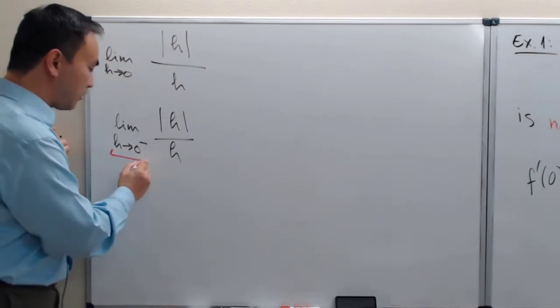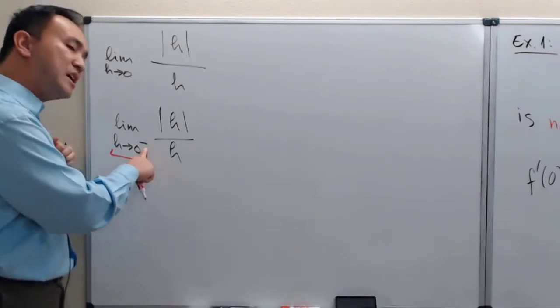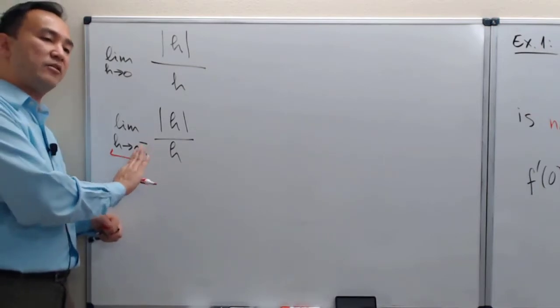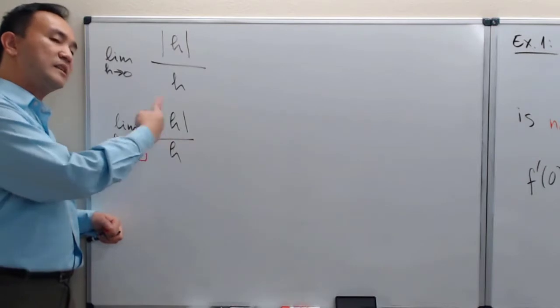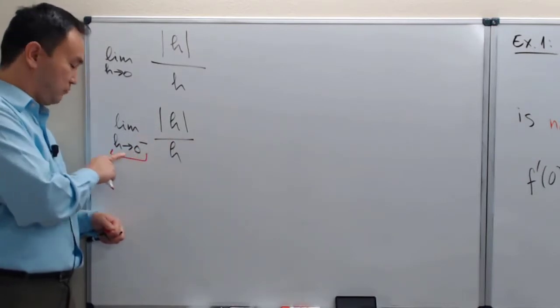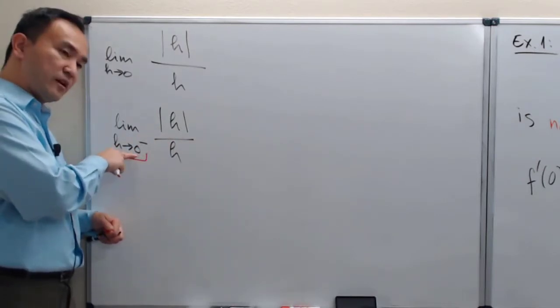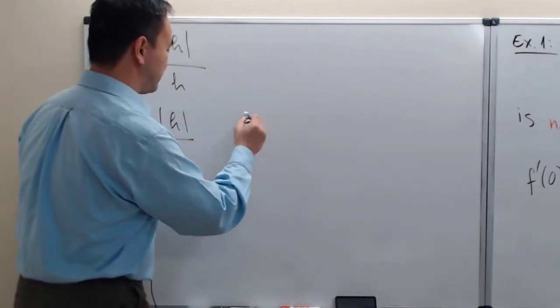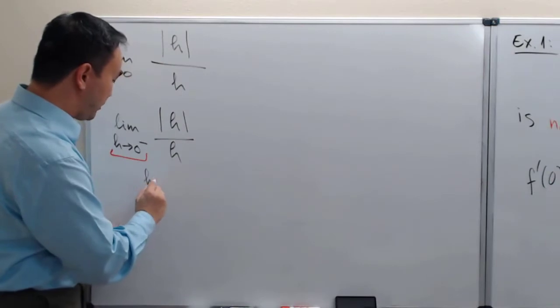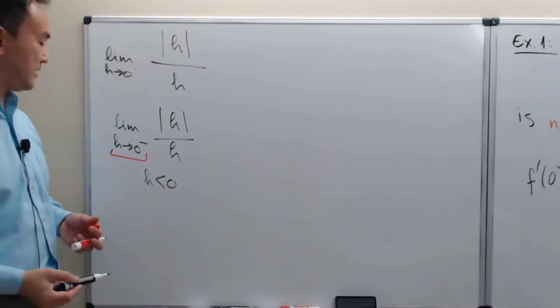If h is getting close to 0, but from the left-hand side, that means all the values of h that we're choosing, that are getting close to 0, have to be less than 0, negative values, because h is coming to 0 from the left-hand side. So here, make a note of that. That means all the h values are less than 0.